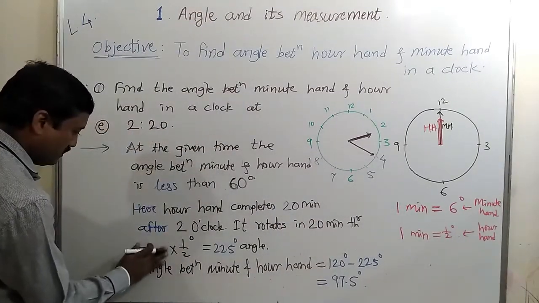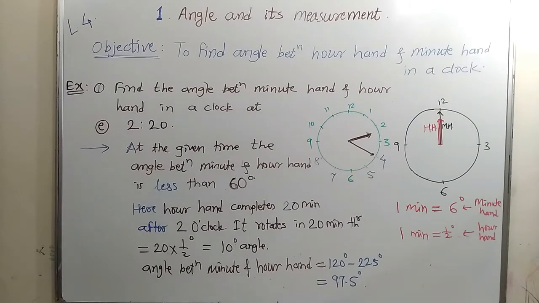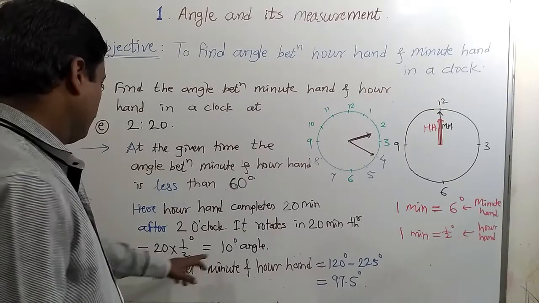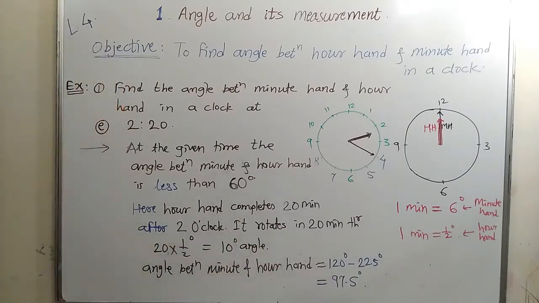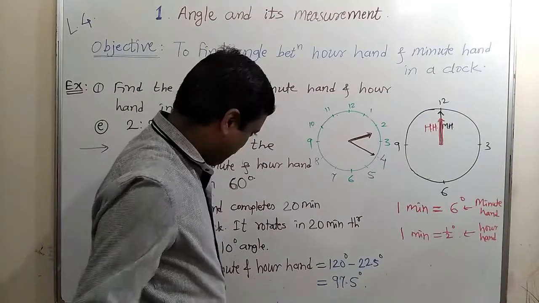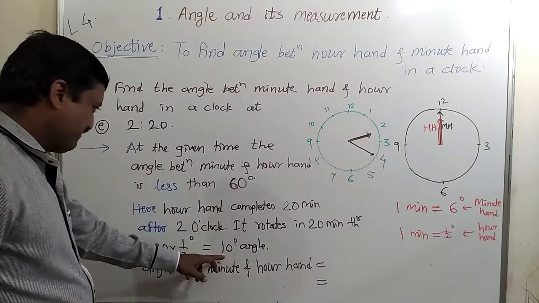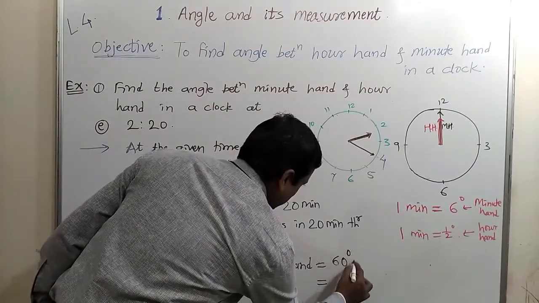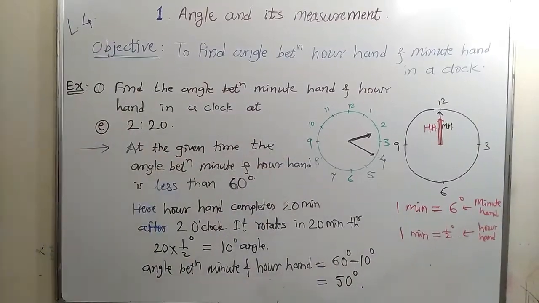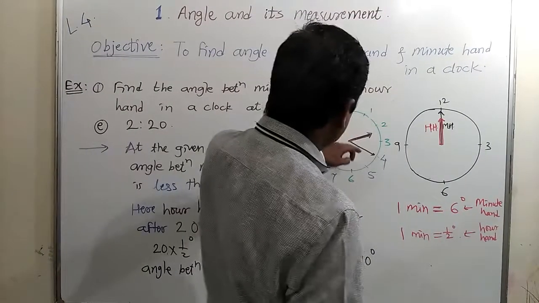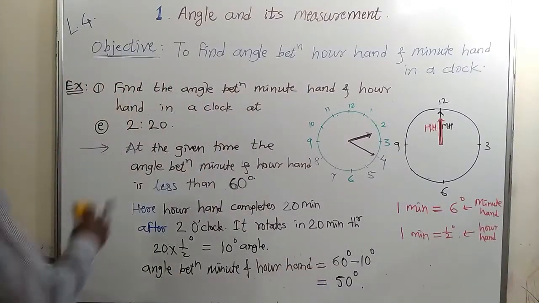Therefore, it rotates in 20 minutes through 20 into half degree, that is equal to 10 degree angle. Therefore, angle between minute and hour hand will be how much? This 60 minus 10. It will be 60 degree minus 10 degree, and that is equal to 50 degree. So the angle between minute hand and hour hand at 2:20 is 50 degree. Next one.